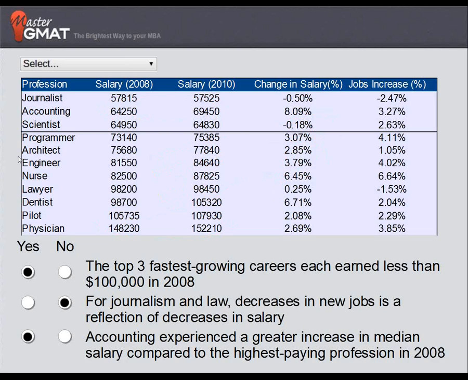Wow, maybe it's a good time to be an accountant, huh? Now, I think we've had enough of, excuse me. Excuse me. I think we've had enough of salary data for now.